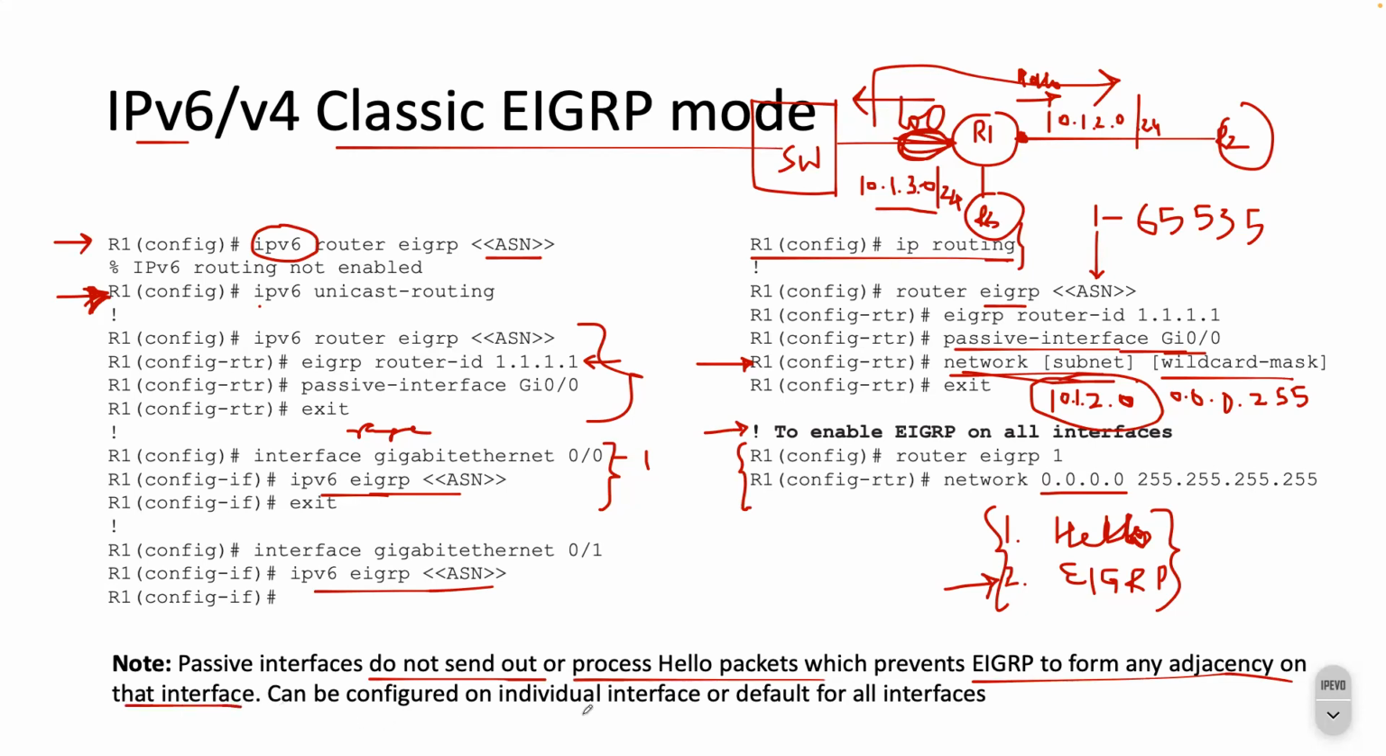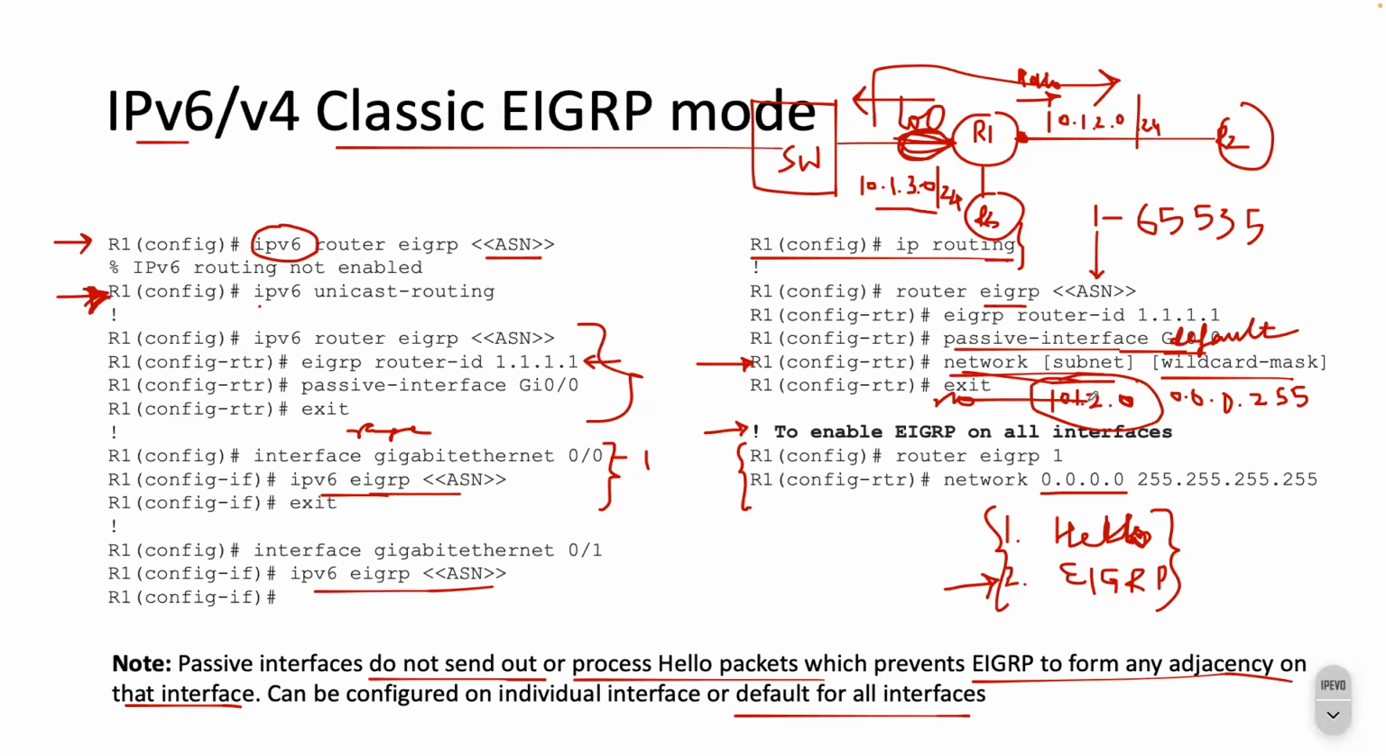It can be configured on an individual interface or as default for all interfaces. It is also possible to define passive interface and then put default as a keyword. That will make all the interfaces passive by default. Then individually you can give no passive interface, something like that. That is also possible. Both ways are possible.